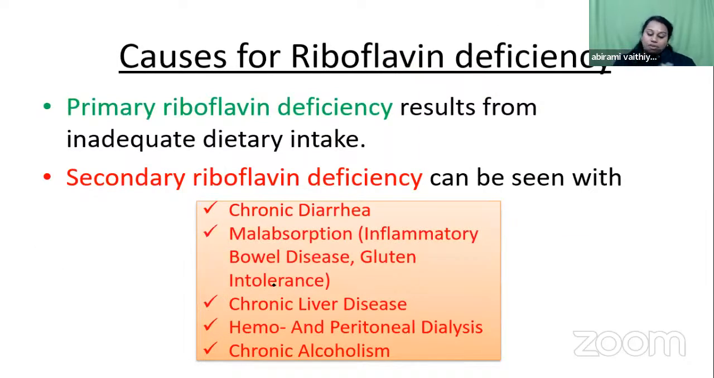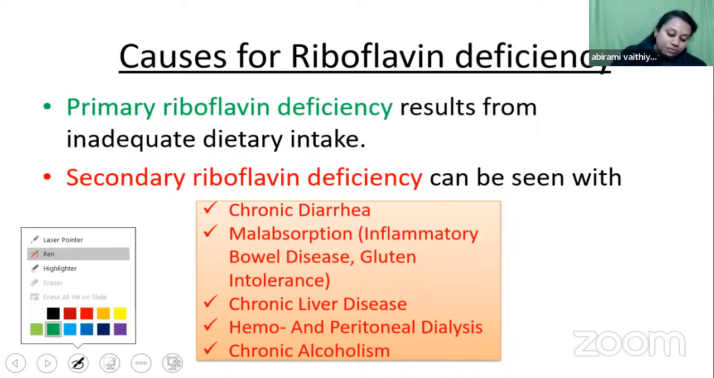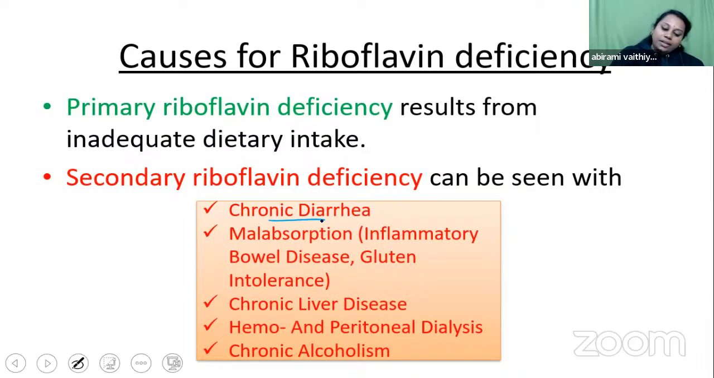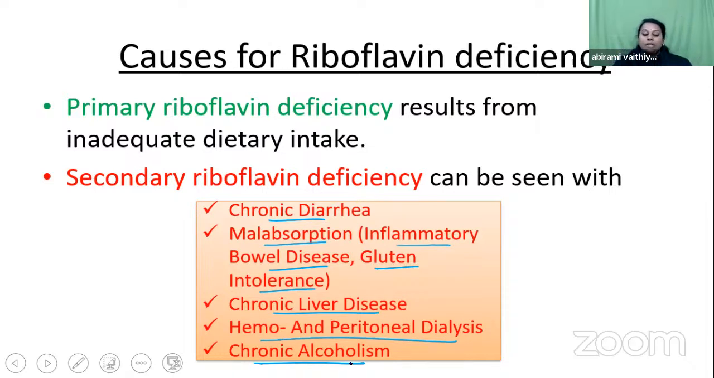What are the causes for riboflavin deficiency? Primary riboflavin deficiency. This is because when you don't take enough vitamins, you can have riboflavin deficiency, inadequate dietary intake. Secondary riboflavin deficiency, always secondary means associated with some other disease, that is called secondary. What are the other diseases that can result in riboflavin deficiency? Chronic diarrhea, malabsorption, like inflammatory bowel disease, gluten intolerance, chronic liver disease, dialysis patients, chronic alcohol intake. All these are secondary causes of riboflavin deficiency. So in all these conditions, you can see magenta colored tongue.